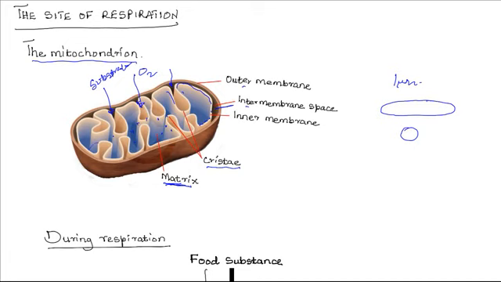And then the products, the waste products, together with the energy in the form of ATP, can diffuse out fast because of the narrowness. So the narrowness reduces the distance for the raw materials and products to move in and out.